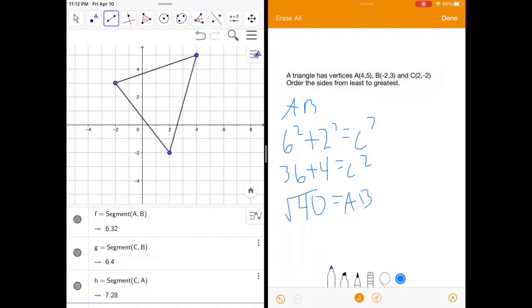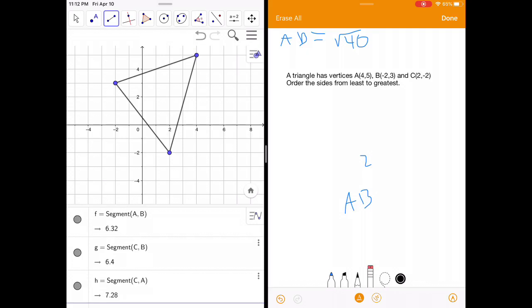Now, since all of these are going to be in square root form, we can just leave them as the square root of 40. We don't have to find the decimal approximation. The square root of 40 is exact, and then we can compare all of those radicals in the end. So I'm going to put AB is the square root of 40 up here, just to keep a record of it. Erase everything down here so we can move on to the next one.